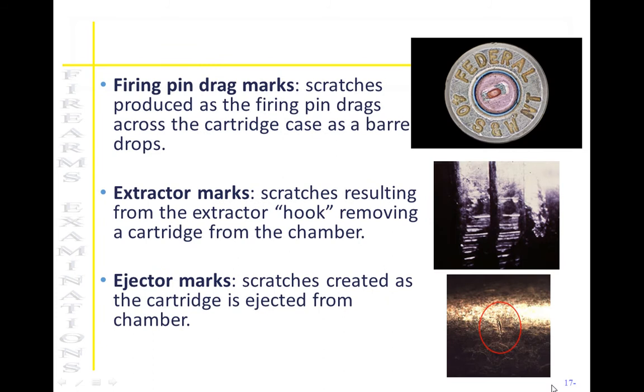There are also firing pin drag marks, which are scratches that can be produced as that firing pin drags across the cartridge case as the barrel drops. Or extractor marks, which are scratches resulting from the extractor hook removing the cartridge from the chamber. There can also be ejector marks, which are scratches created as that cartridge is ejected from the chamber.